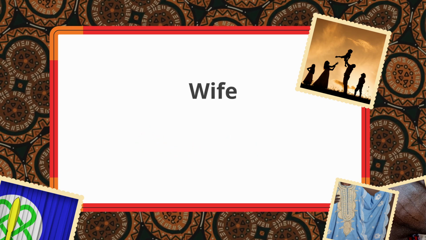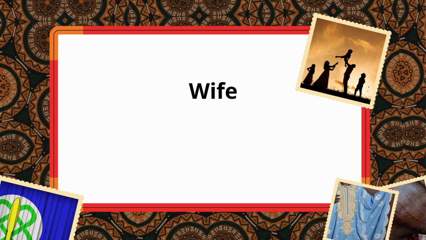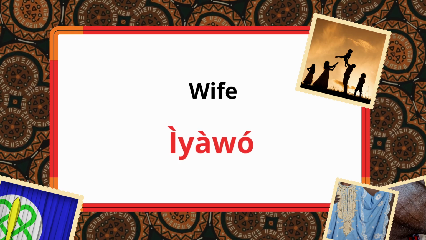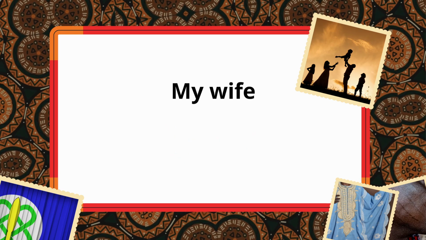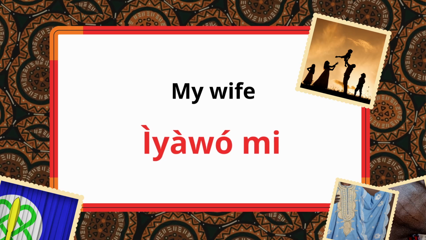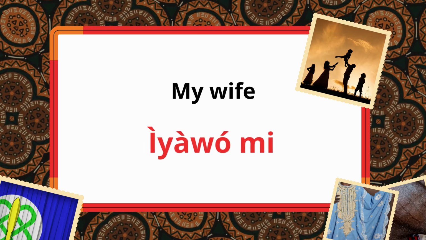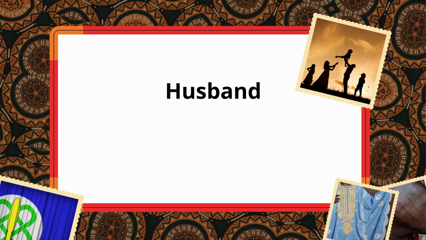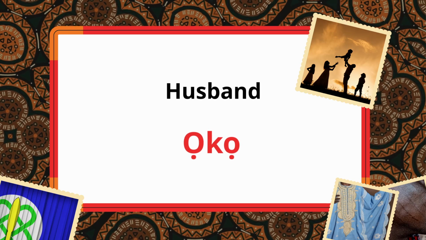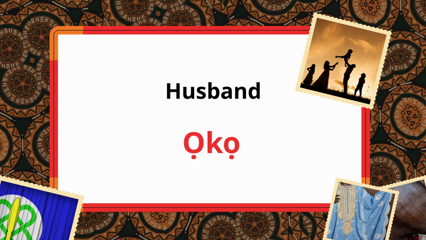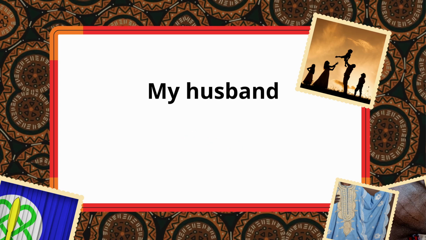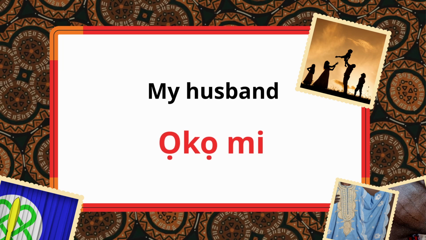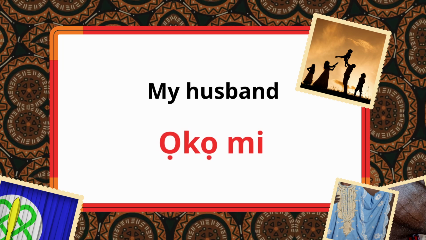If you want to say wife in Yoruba, that's ìyàwó. Ìyàwó, wife. But if you now want to say my wife, you say ìyàwó mi. My wife. If you want to say husband in Yoruba, you say ọkọ. But if you now want to say my husband, you say ọkọ mi. Ọkọ mi.